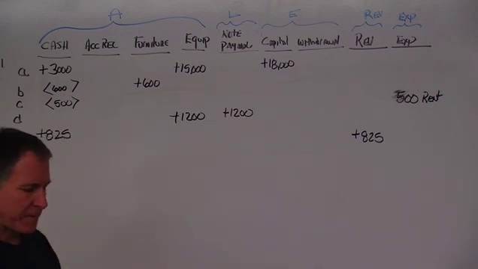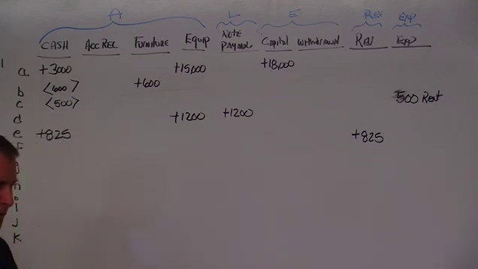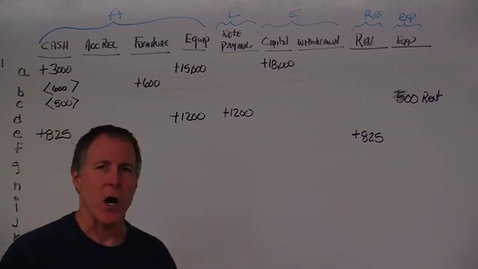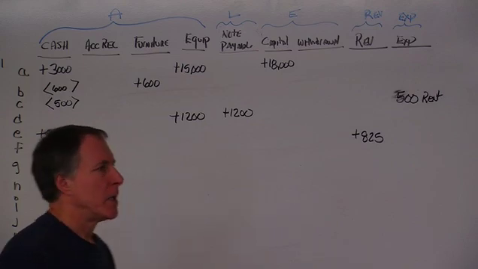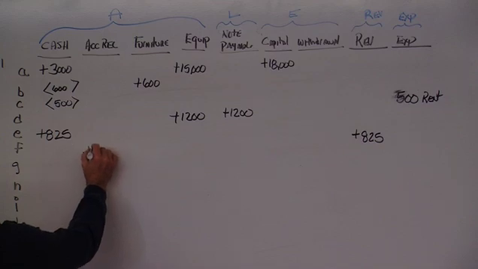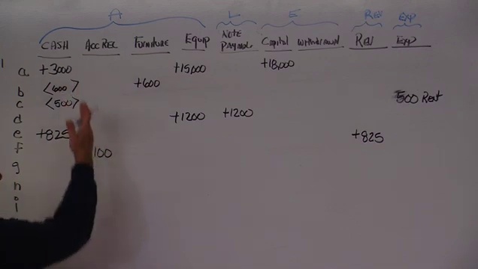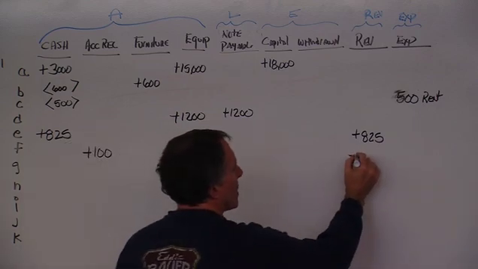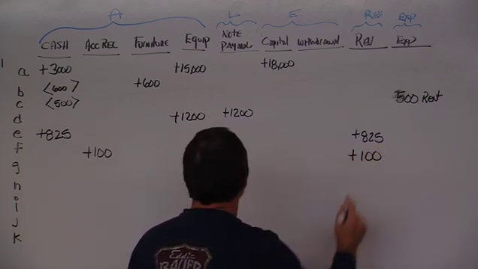Down to item F. Now we're halfway through the month, we're on the 15th. The business provided $100 of haircutting services to parties on account. All right, well that account is called an account receivable. So I have a positive 100 under the column for accounts receivable. I also have a revenue, a positive 100 under revenues.